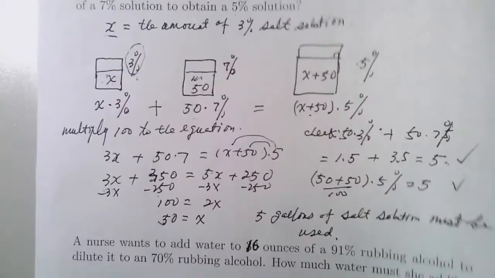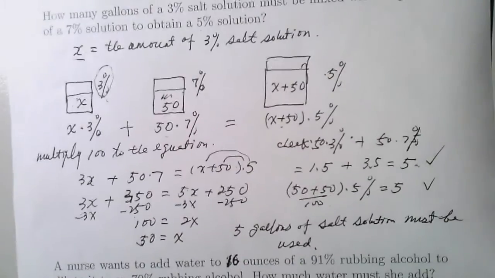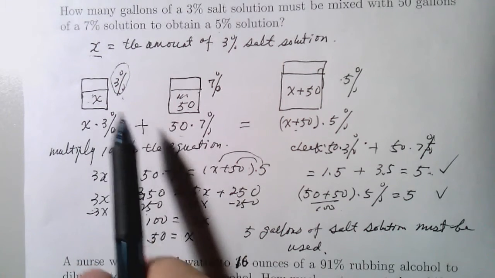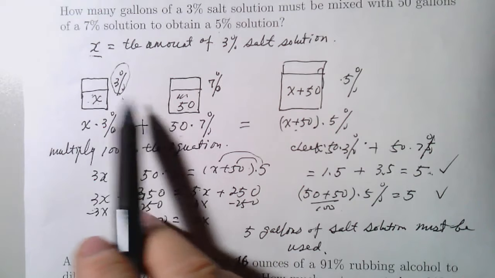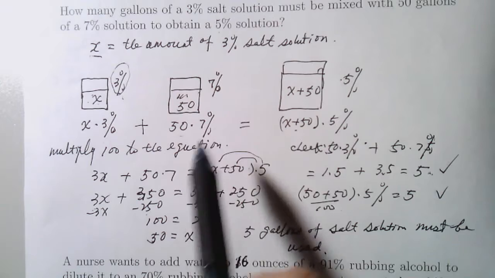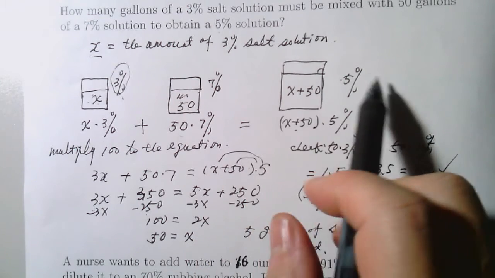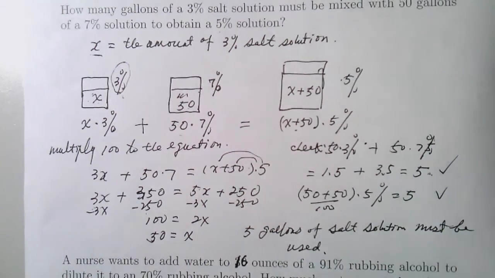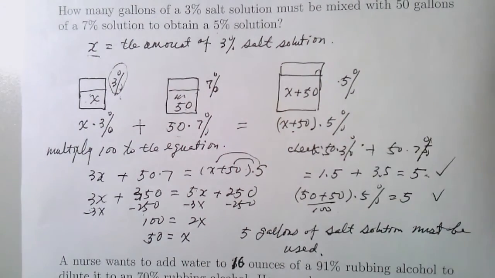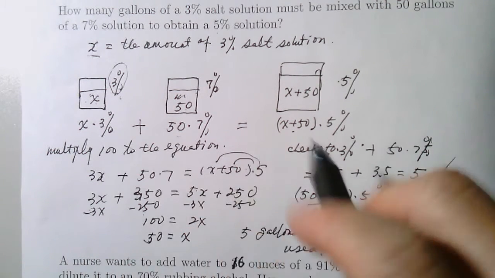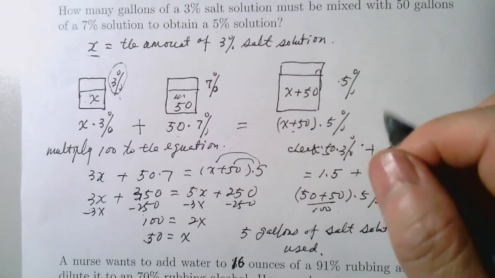Okay, so that's what we have for the liquid mixture problem. Always remember the total amount of salt for each of those different solutions together must be the total amount of salt after you mix them together. If it's not salt, you can just say the total amount of a chemical before mixing equals the total amount of the chemical after mixing. Okay, so that's for the first problem.